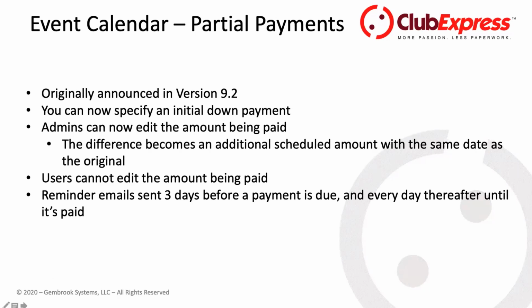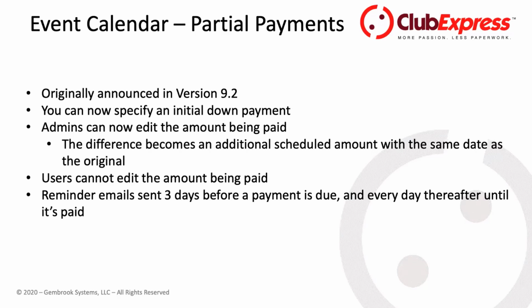The second thing is that admins can now edit the amount being paid. So for example, if someone comes along and says, look, my next payment is $1,200, I can only pay $1,000 right now, an admin can go in and edit the amount being paid, say, call it $1,000, and then the difference from the scheduled payment becomes an additional scheduled payment with the same date as the original, and it's still sitting there. And then, the expectation is that the person would pay it next week when they get their paycheck or whatever.